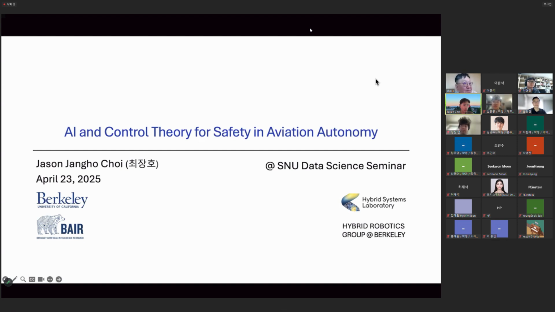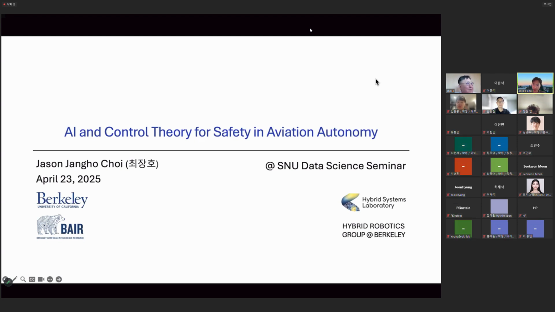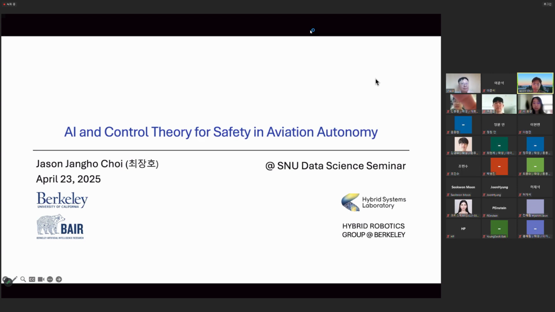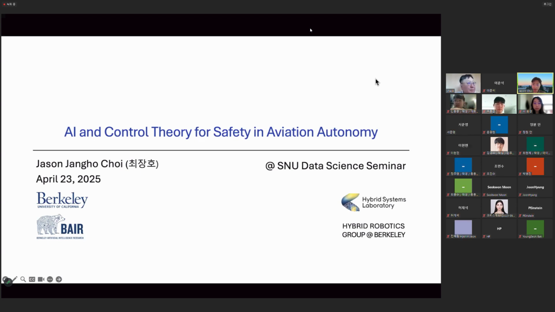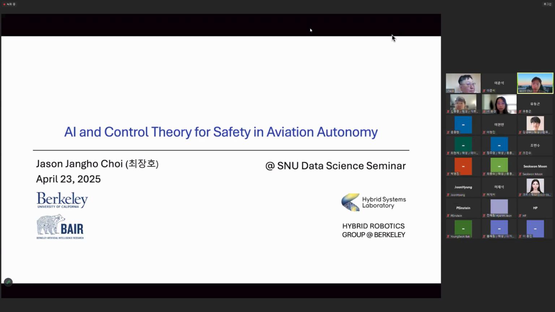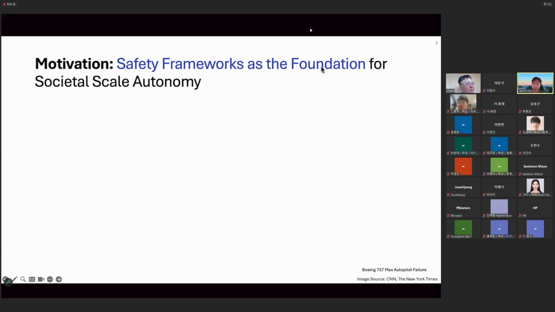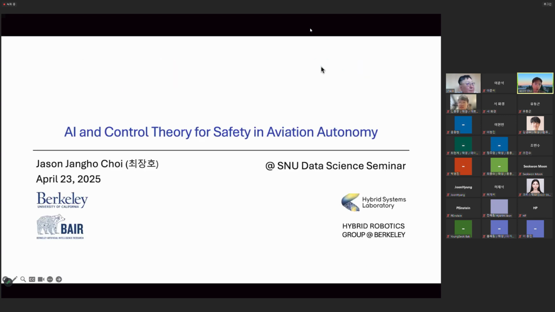In my PhD study, I've been mainly focusing on how we guarantee safety for these kinds of advanced autonomous systems, either in robotics applications or in the aviation industry, like autonomous aerial vehicles. That will be the focus of today's talk. The main high-level objective I want to deliver is how we can leverage both AI and control theory to provide a safety framework for this new generation of autonomous systems.